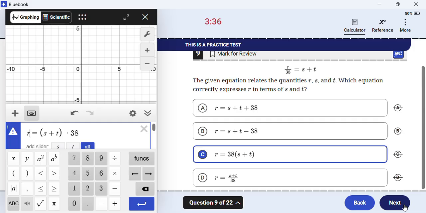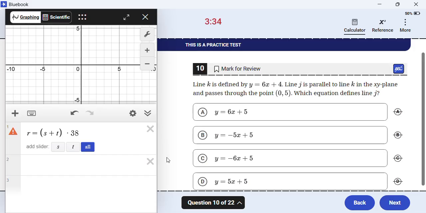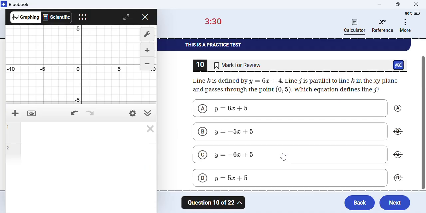He's so sarcastic. Number 10. Owen thinks he's so funny.